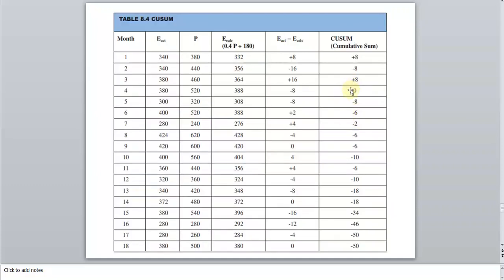This is nothing but the cumulative sum technique. And these points are important.